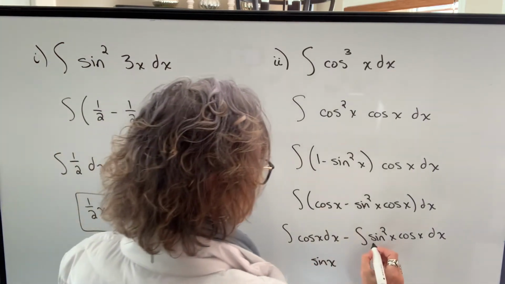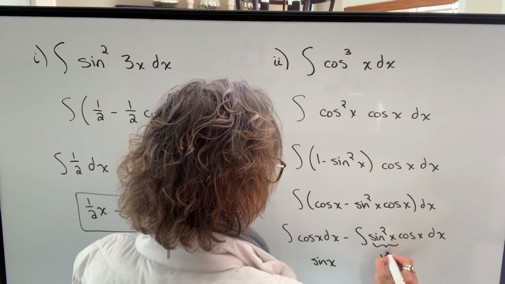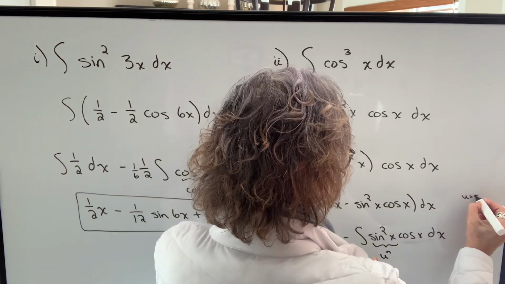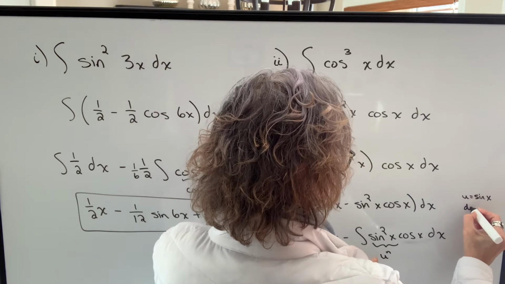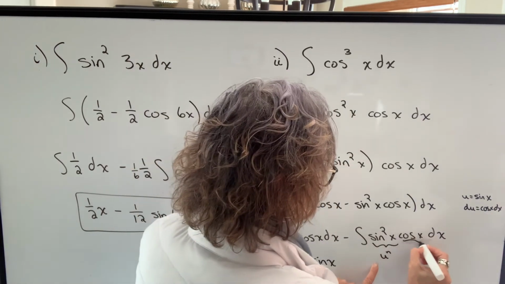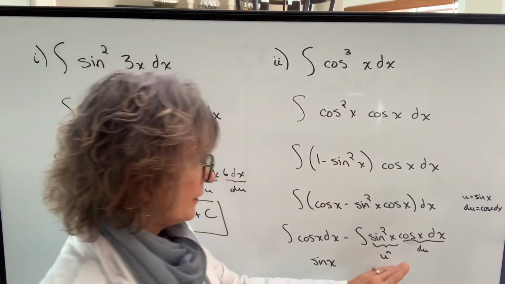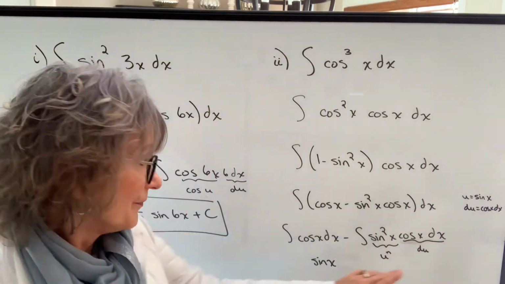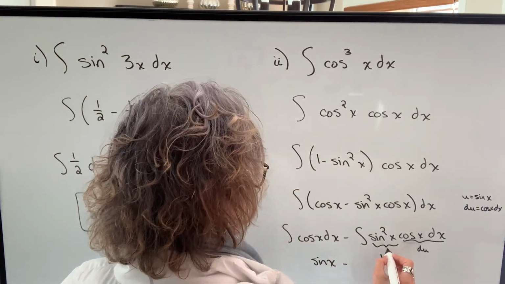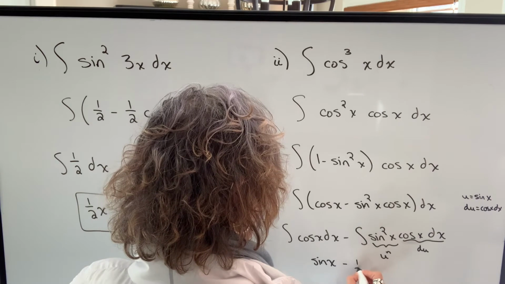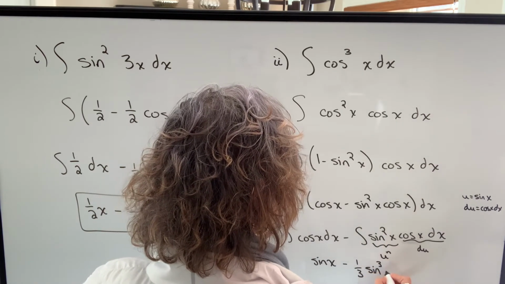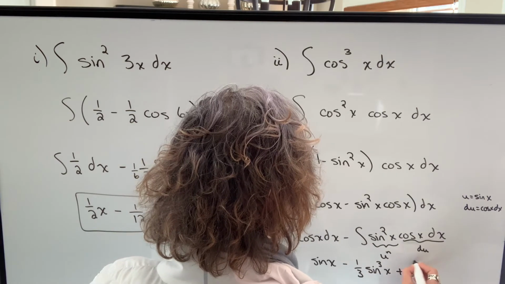In this case, the pattern I'm going to use is u to the n, where u is sine of x, the du factor is cos of x dx. So I have my du factor. So I'm going to use my general power formula. So my integral will be minus 1 over n plus 1, so 1/3, the function to the n plus 1, plus c.